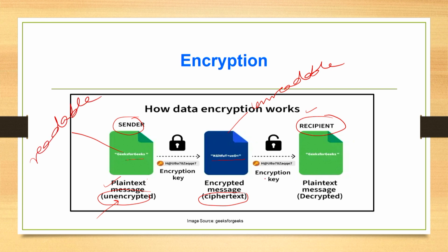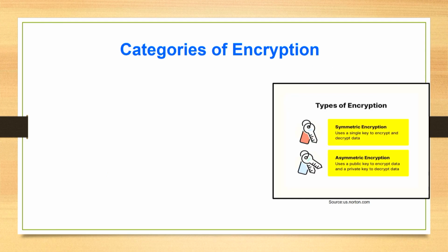After that, the decryption takes place when the decryption key is provided over here. This unreadable message is converted back to readable form at the recipient's end, that is, converted into the plain text. So here the decryption of the message takes place. This is the way data encryption works. There are two categories of encryption.